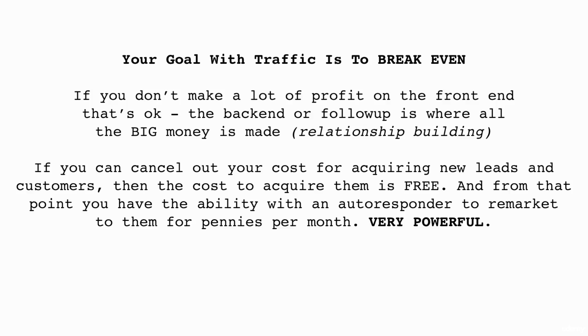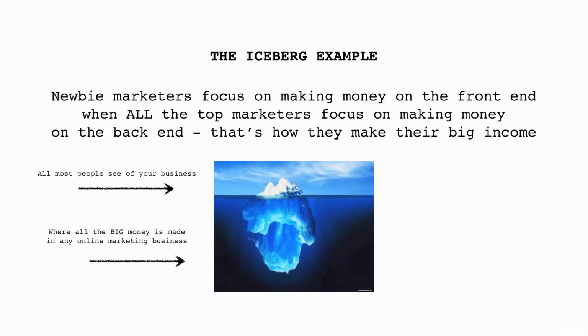And with your autoresponder, that gives you the ability to remarket to those customers for basically just pennies per month, which is super, super powerful. So this is what I call the iceberg example. Now, newbie marketers tend to focus on making money on the front end when all the top marketers focus on making money on the back end. That's how they make all their big income.